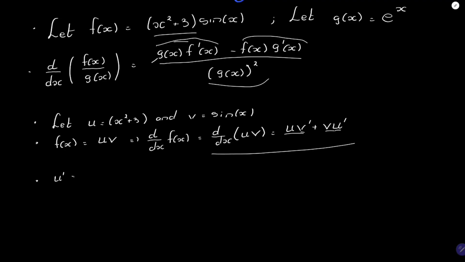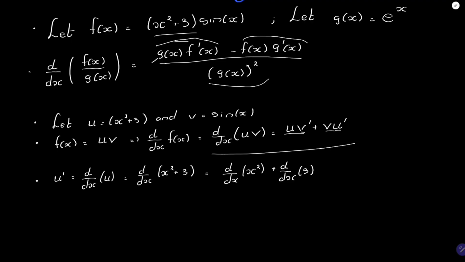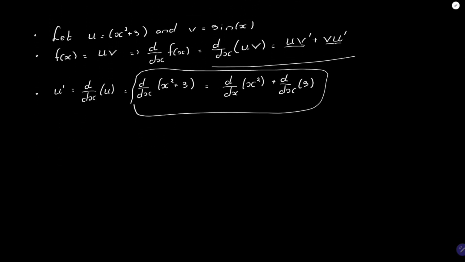u prime is equal to the derivative with respect to x of u, which is the derivative with respect to x of x squared plus 3, and this gives us the derivative with respect to x of x squared plus the derivative with respect to x of 3. This is the application of our sum rule, which tells us that the differential of a sum is the same thing as the sum of their differentials. So let's move on to this.